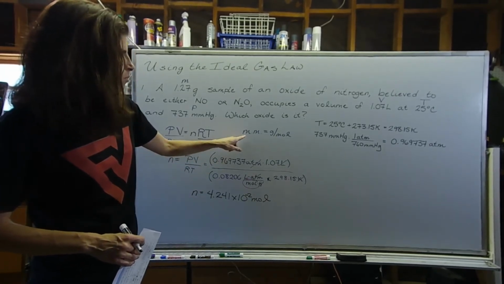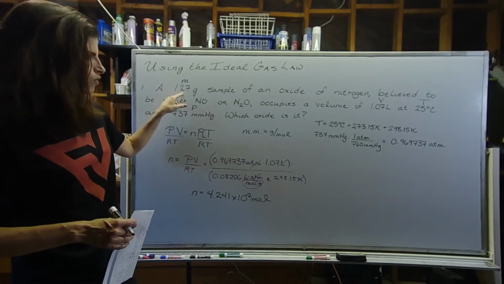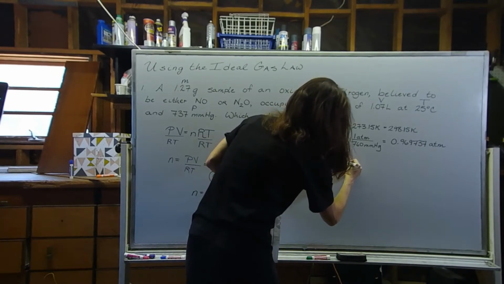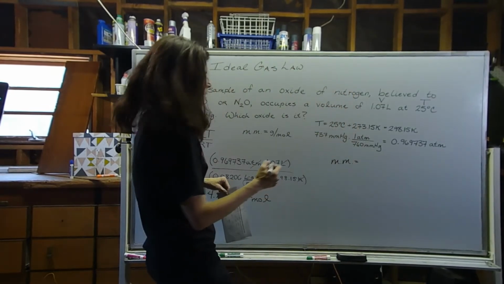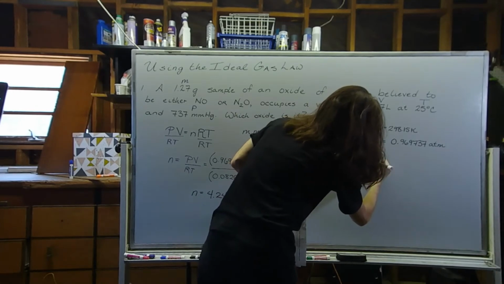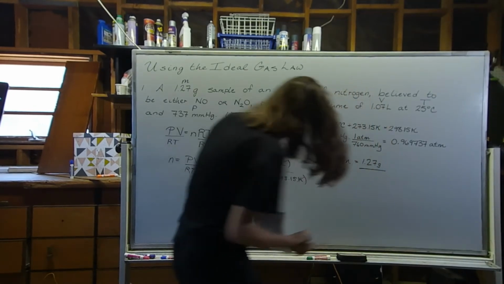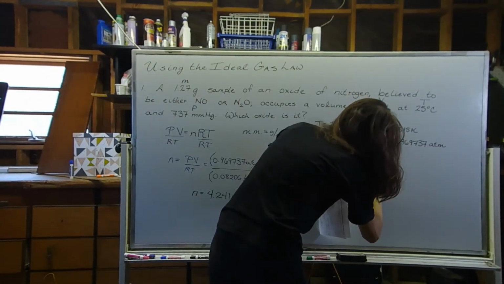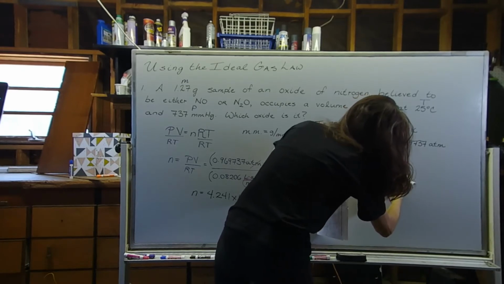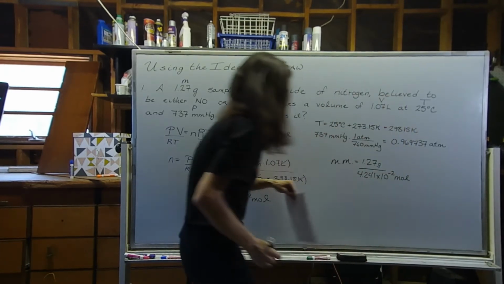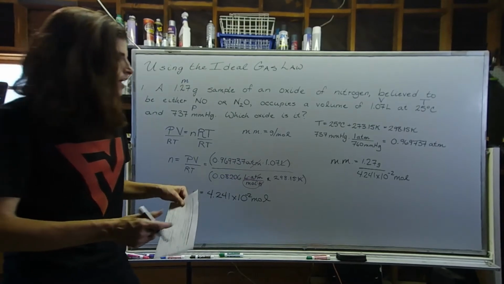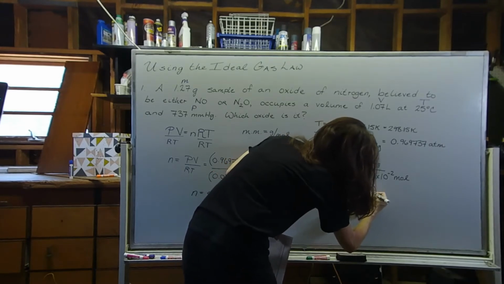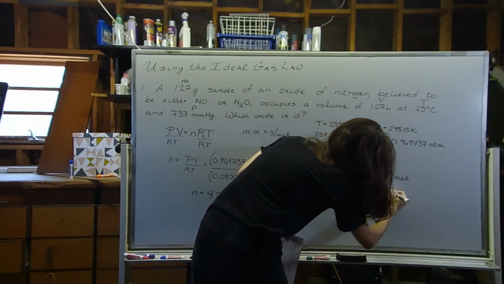So we're going to calculate the molar mass by taking the given grams and dividing by our mole value. So I'll do 1.27 grams divided by 4.241 times 10 to the negative 2 moles. And at the end of the day, I got a molar mass of 29.9 grams per mole.